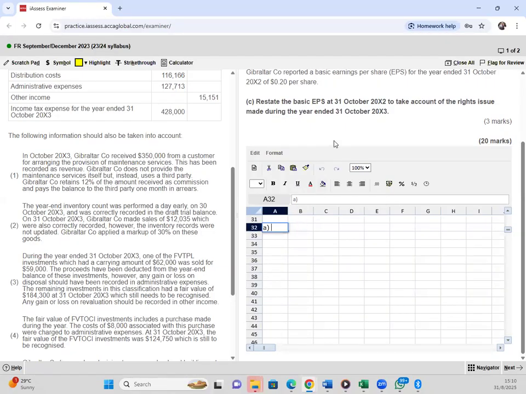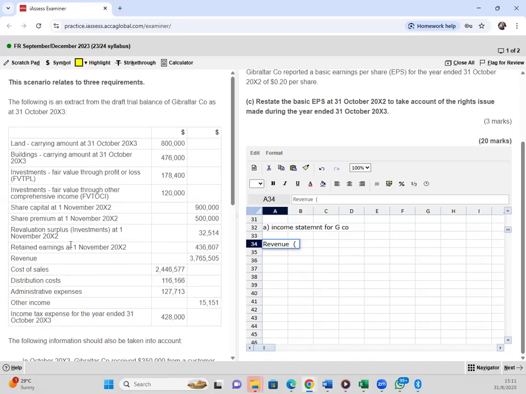So that's part A. The question was saying prepare the income statement. So let's just say income statement. The income statement for G Company starts with the revenue. For our revenue, we are given the original revenue in the trial balance. The revenue in the trial balance that we started with is 3765. So revenue, then working one.